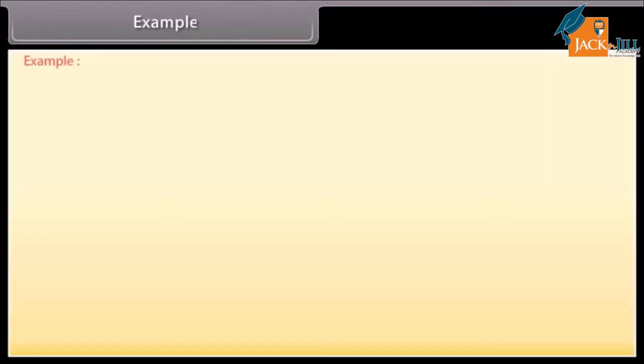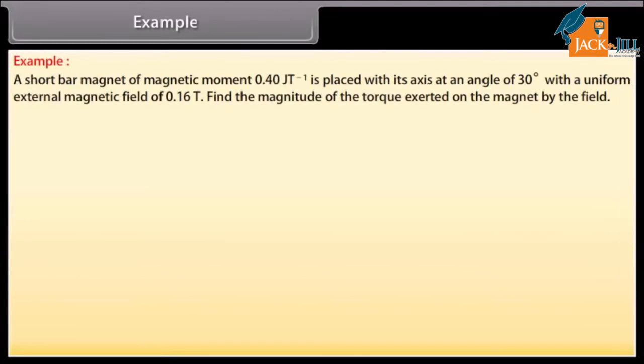Example. Let's take an example of dipole in a uniform magnetic field. A short bar magnet of magnetic moment 0.40 joule per Tesla is placed with its axis at an angle of 30 degrees with a uniform external magnetic field of 0.16 Tesla. Find the magnitude of the torque exerted on the magnet by the field. Let's see the solution. Here given values are: m is equal to 0.40 joule per Tesla, theta is equal to 30 degrees, B is equal to 0.16 Tesla.